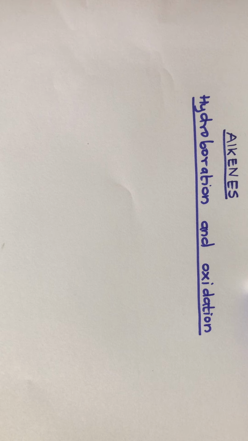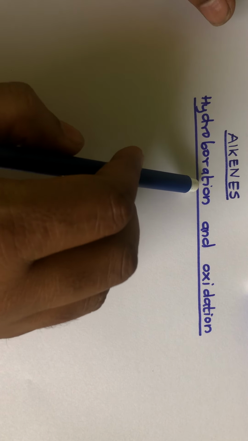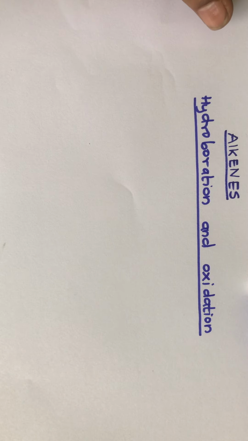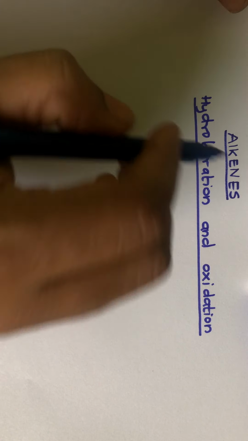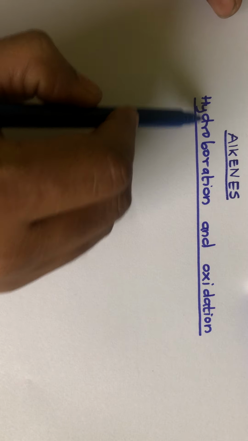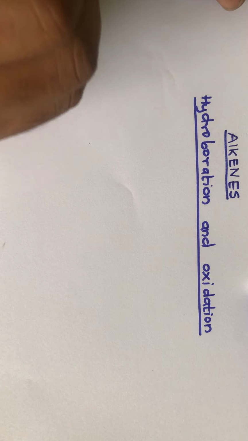As the name itself indicates, hydroboration oxidation. There are two steps in the reaction. First step is hydroboration and second step is oxidation. In this reaction, an alkene is converted into an alcohol by using diborane and then H2O2.